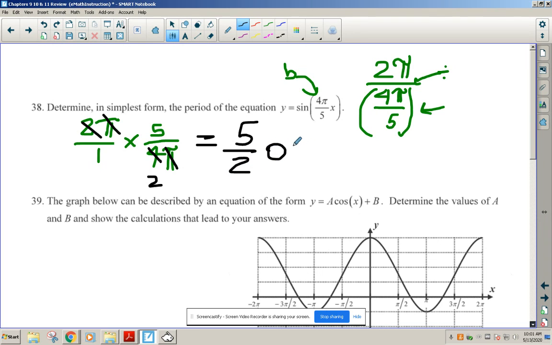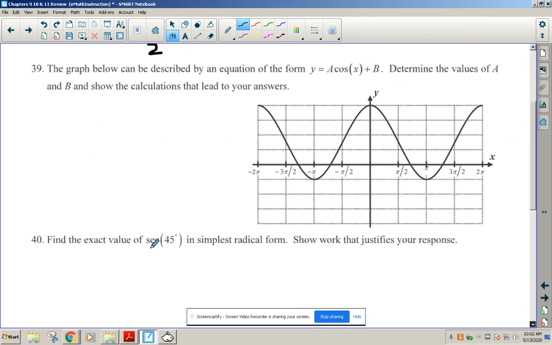or 2.5. So in the real world, maybe it was hours. This would be 2.5 hours. Or if it was one of our other problems which had months, this would be 2.5 months. Whatever. For this sine curve, the period is 2.5 or 5 halves.